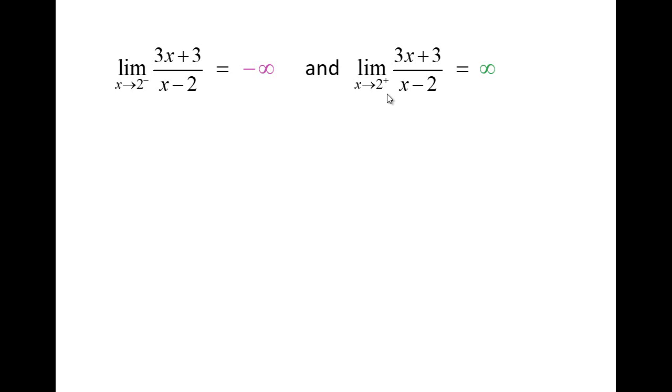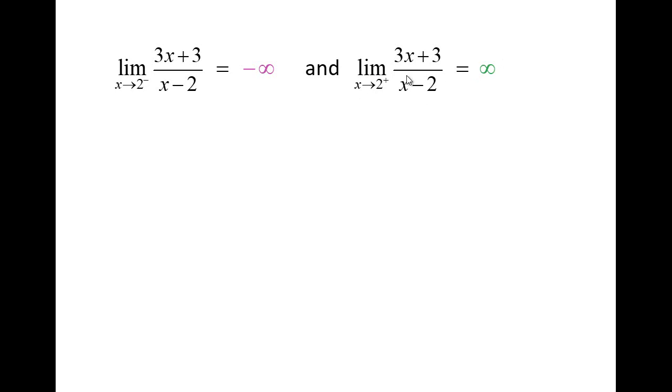This limit, on the other hand, so what is happening to this function as x goes to 2 from the right? Well, the limit as x goes to 2 from the right of 3x plus 3 over x minus 2 is infinity. So what that means is that the value of this function increases without bound as x approaches 2 from the right.